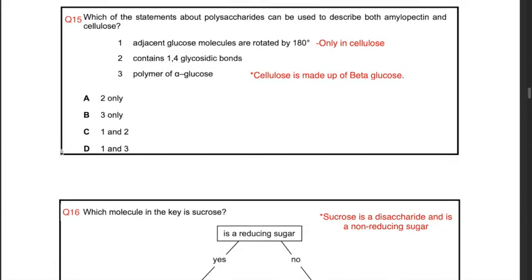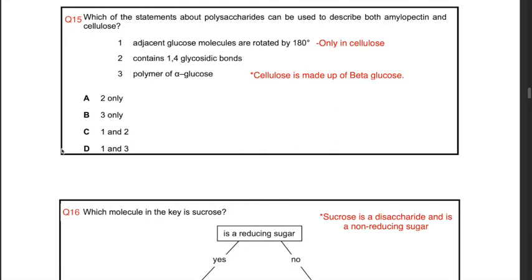Question 15. Which of the statements about polysaccharides can be used to describe both amylopectin and cellulose? 1. Adjacent glucose molecules are rotated by 180 degrees. 2. Contains 1,4-glycosidic bonds. 3. Polymer of alpha glucose. Cellulose is made up of beta glucose and not alpha glucose. Therefore, 3 cannot be used to describe cellulose. Hence, it doesn't describe both amylopectin and cellulose.